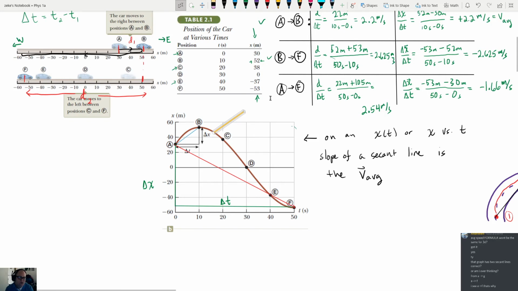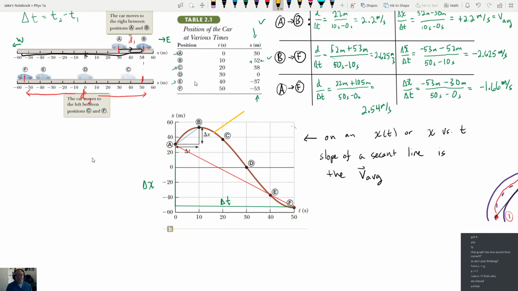I wonder if this is true. We should calculate it. It looks, yeah, it actually looks like it goes straight through E, right? What does that mean? That means that if this line actually truly goes through E, then the average velocity between these points should be the same as the average velocity between A and F, right? Does everyone understand what I'm saying? It should be true. Let's see if it's true.